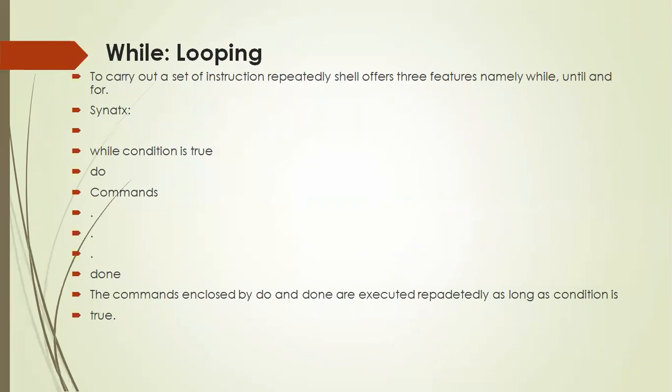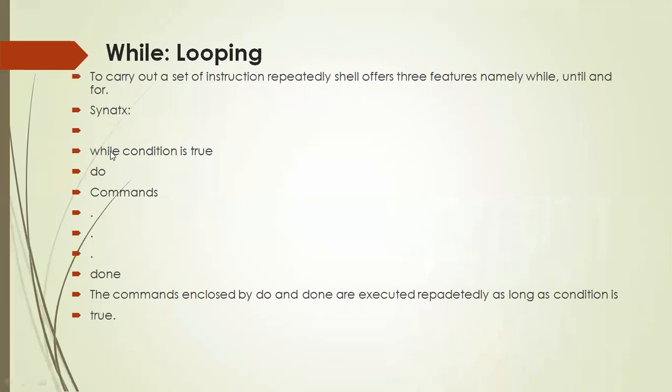Suppose you want to perform some repetition, where the same set of tasks or the same set of code has to be repeated several times. Then you can go for a loop. These are called repetitive statements. To carry out a set of instructions repeatedly, shell offers three features, namely while, until, and for. There is one special loop called until. It is exactly similar to while, but there is a slight difference, which I will tell you. While, until, and for.